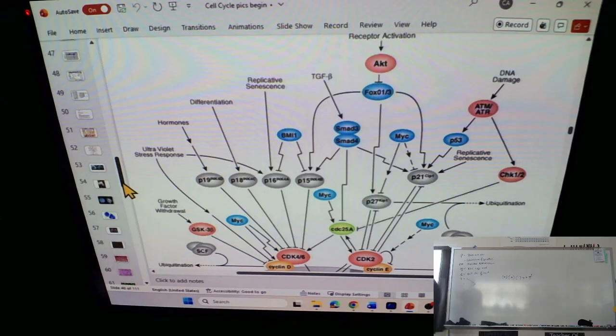All right, what was that process called? What are we hoping to start up? Yeah, apoptosis. So apoptosis is programmed cell death.